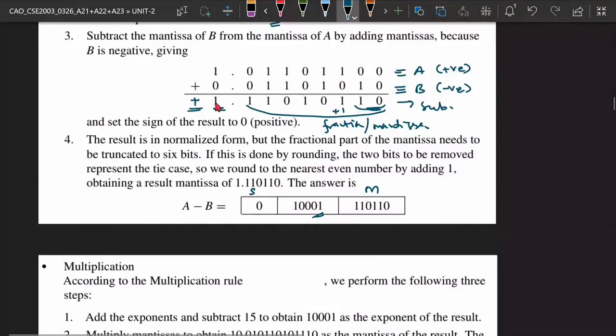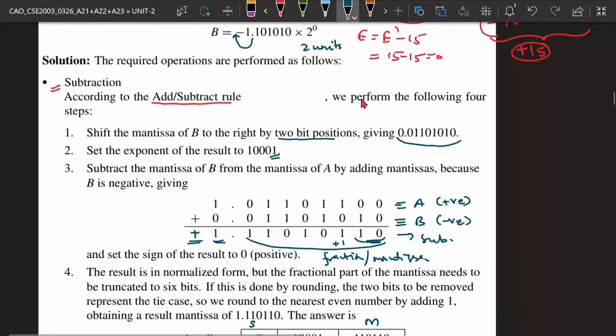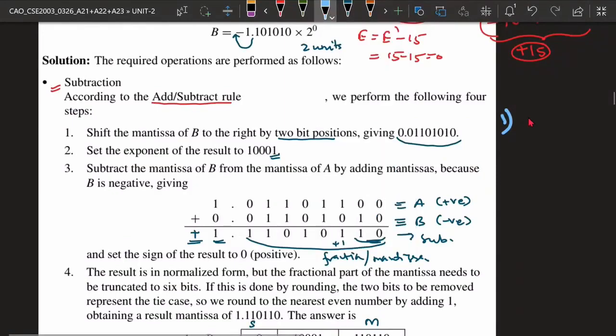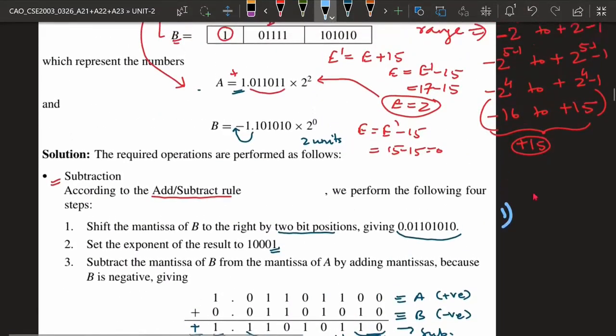So the steps we can write are: first, we need to make it into the scientific form.